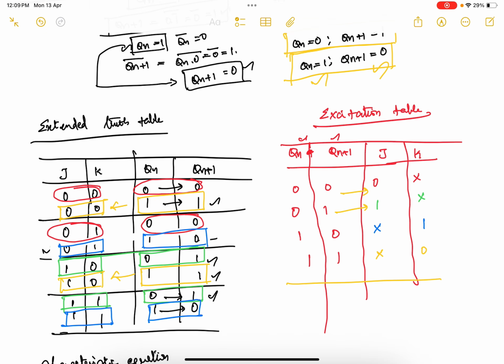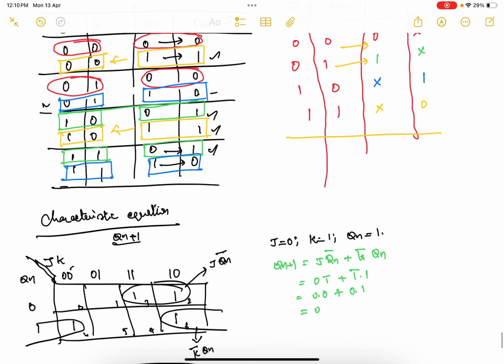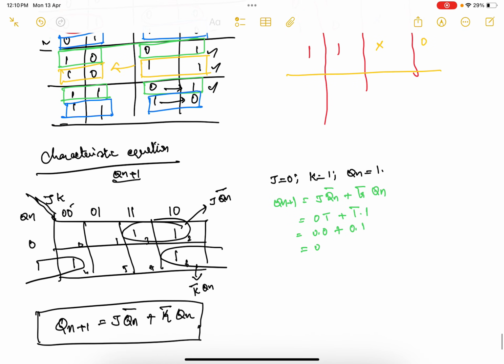Okay, so based on the extended truth table, we have written the excitation table. So based on your present state and the next state, what will be the mandatory j and k inputs which will be used for conversion. And similarly, the characteristic equation has also been derived, which states that your next state is nothing but J Qn dash plus K dash Qn.